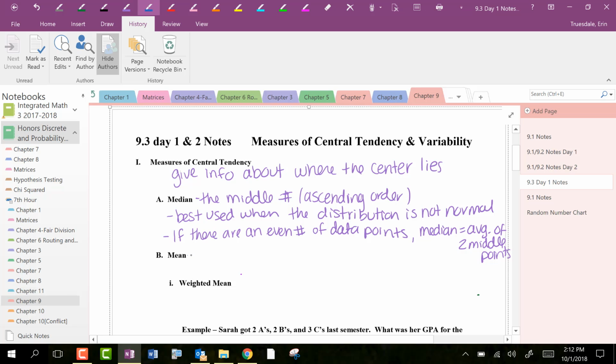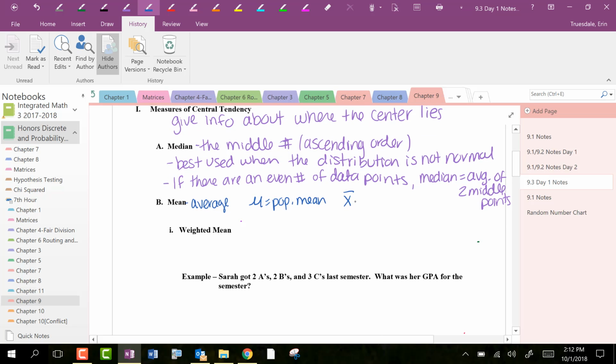Okay, the mean is the average. We use mu, which you guys have already seen, as the population mean. And we use something called X bar, an X with a line on the top, as the sample mean. And we use the mean as the center when the distribution is normal.